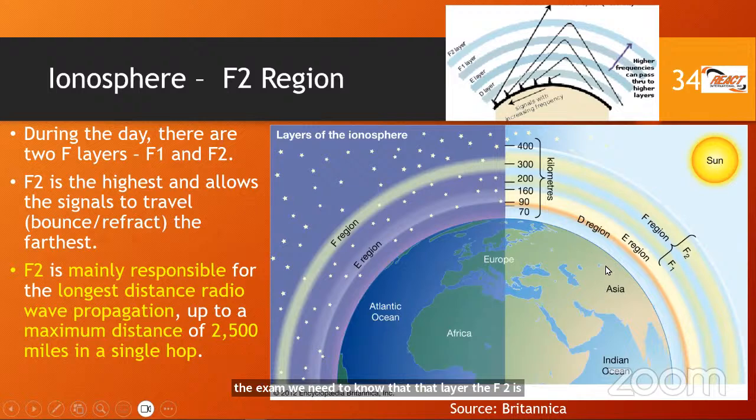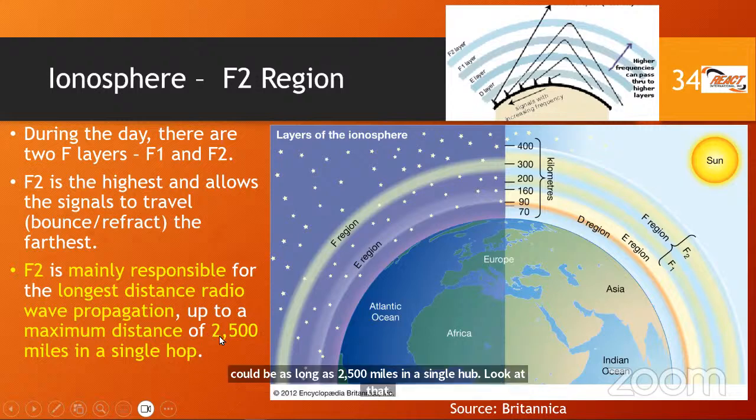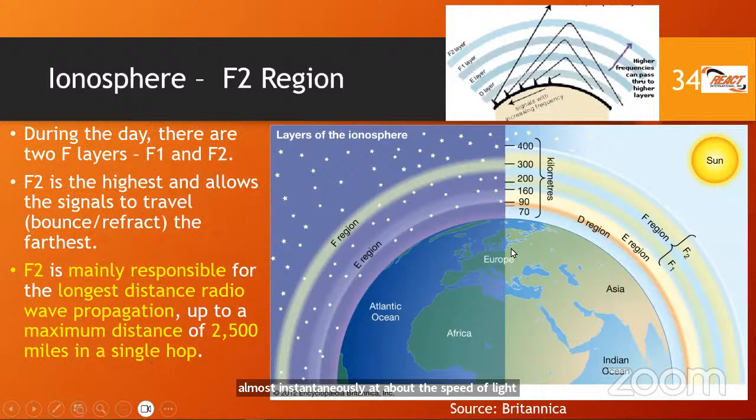And the distance of one of those hops could be as long as 2,500 miles in a single hop. Look at that. That's quite some distance, right? And that happens almost instantaneously at about the speed of light. So 2,500 miles you can cover when your radio signal is going up to the ionosphere and bounces. Once you choose the correct frequency, again, during the daytime, that F2 layer is what allows for that long distance contact to be established. Exam question.